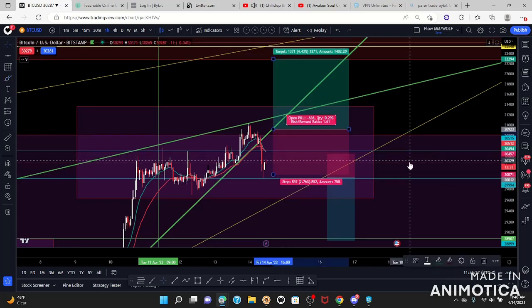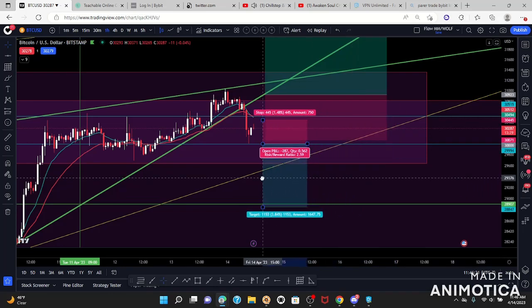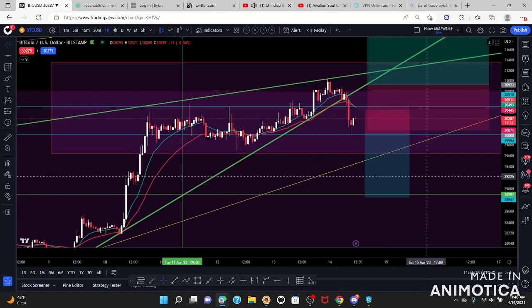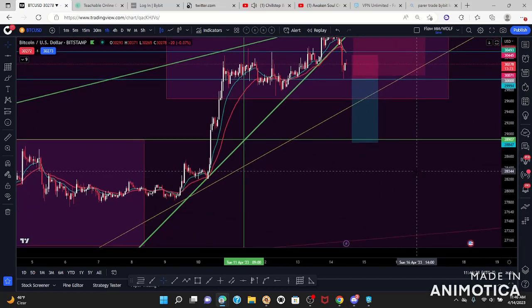So it's just observations that you want to make. In here, if the short works out, wonderful. Just set it, and you could forget it or watch it play out. Allow your play to play out.